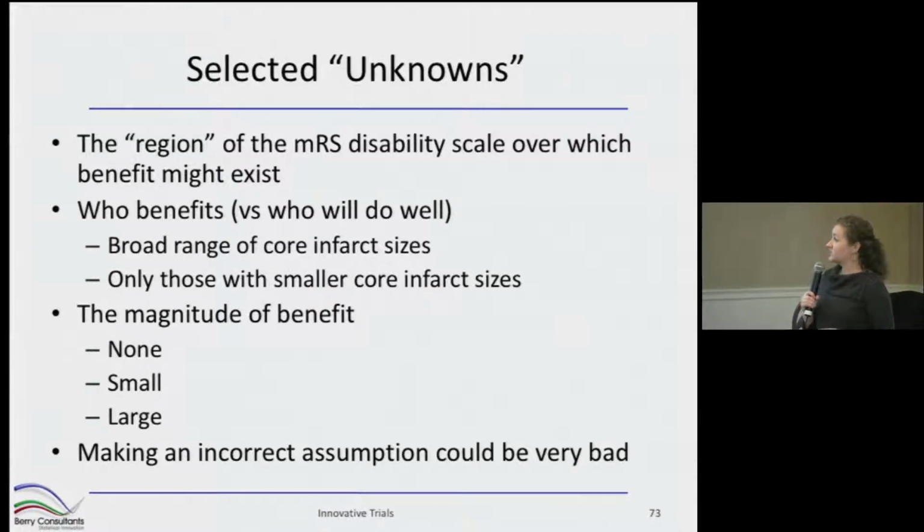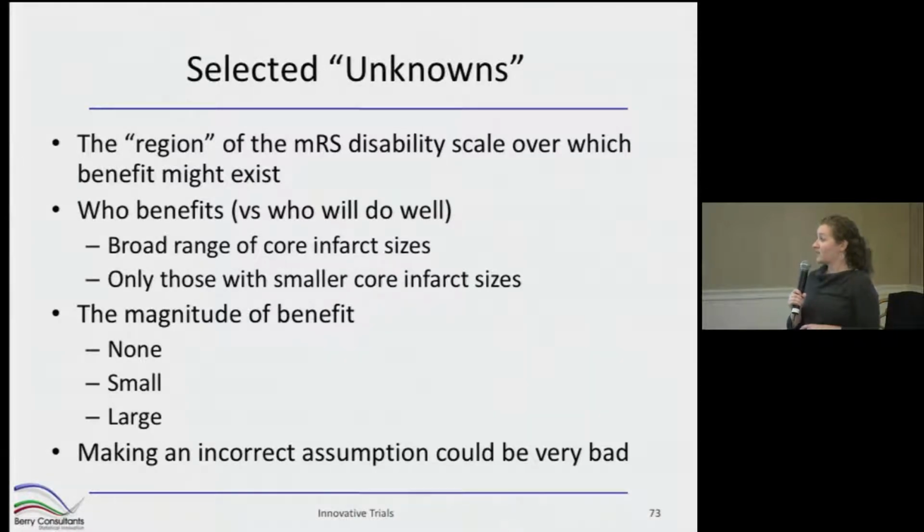Another question was about who benefits. And one of the things they wanted to look at was the core infarct size. So this was, the way I understand it, a measure of the damage to the brain tissue. And one of the hypotheses was that only those patients with smaller core infarct sizes would benefit from the treatment. But those with the larger infarct sizes maybe were less likely to benefit. But that was an uncertainty we didn't know. And that was one of the things that we would like to learn about during the trial.